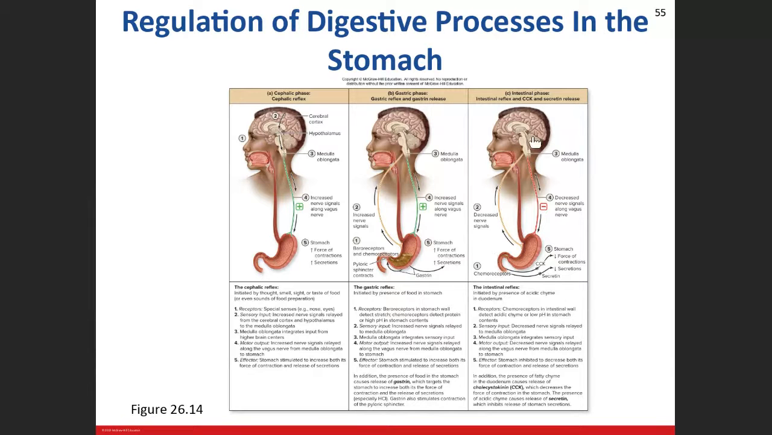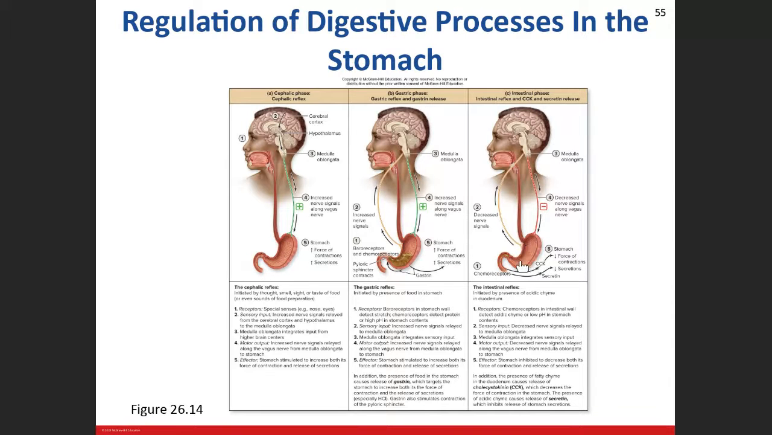The last phase is the intestinal phase, in which we start to empty the stomach out. The stomach now starts to empty its contents into the small intestine. You have chemoreceptors in the small intestine that detect the chyme that came in from the stomach. As that occurs, you'll see the release of two hormones called cholecystokinin, or CCK, and secretin. They decrease the rate or force of contractions and the amount of gastric secretions, because the stomach is now empty.